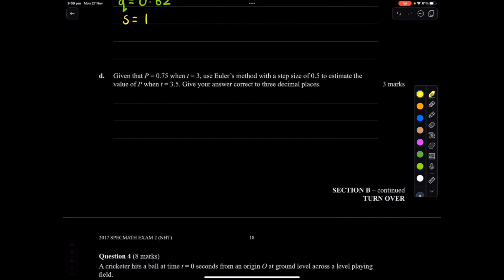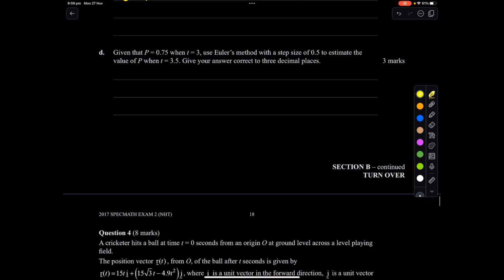Given that P is equal to this when T equals 3, use Euler's method with a step size of 0.5 to estimate the value of P when T equals 3.5. Give your answer correct to 3 decimal places. That's not too bad. So let's call this P naught 0.75 and T naught is 3. T1 is just T0 plus the step size, 0.5, so 0.5 plus 3 is 3.5. So we just need to calculate P1.